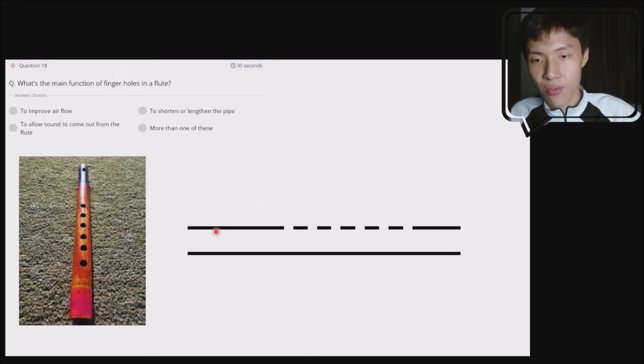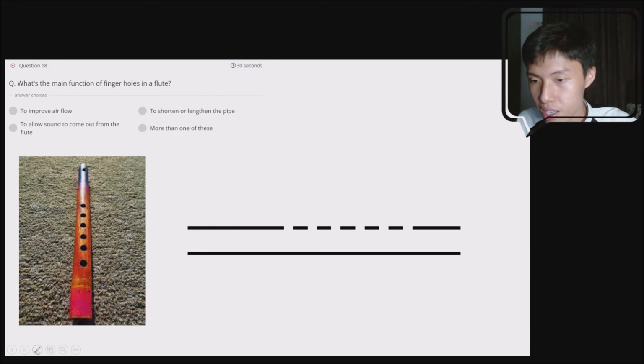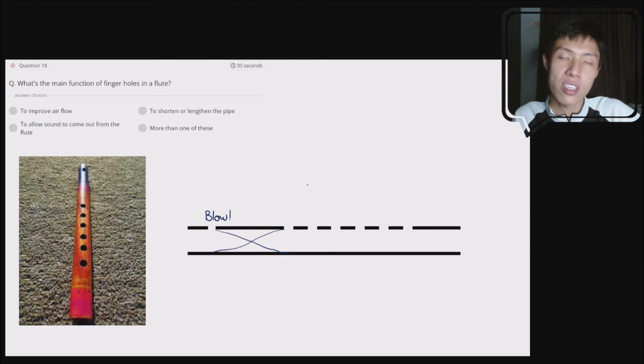Well, it's like this. Let me open the hole here. So this is where you blow into. When you blow here, what happens if you open all the holes is you form a standing wave that looks something like this. You form a fundamental. Usually for a musical instrument, the most prominent sound that you hear is the fundamental tone. So this is what happens if you open all the finger holes.